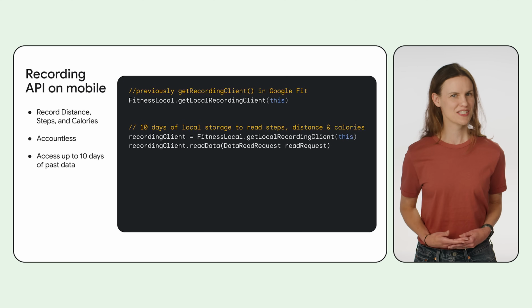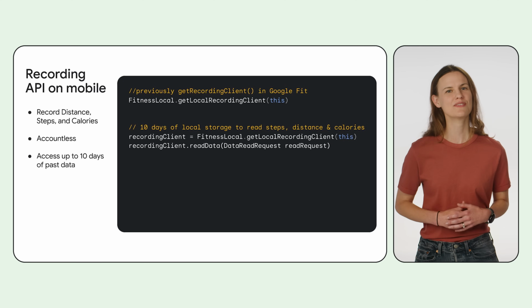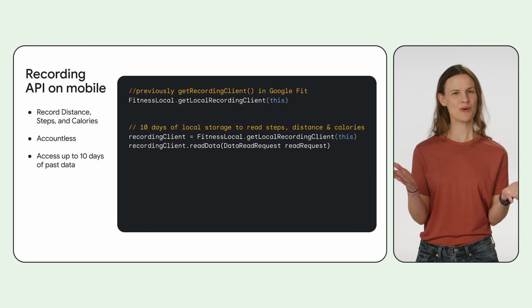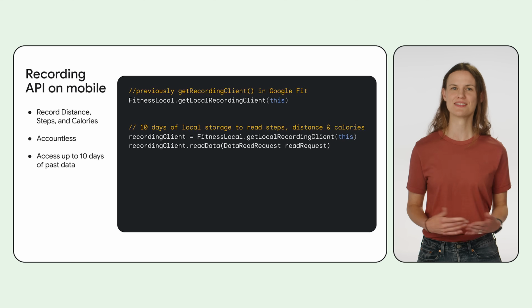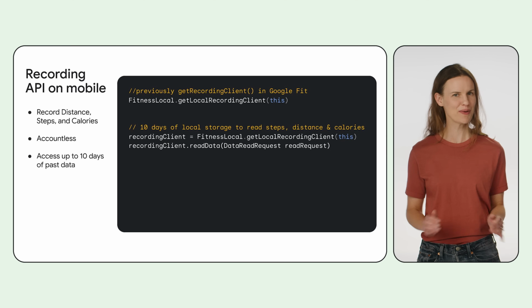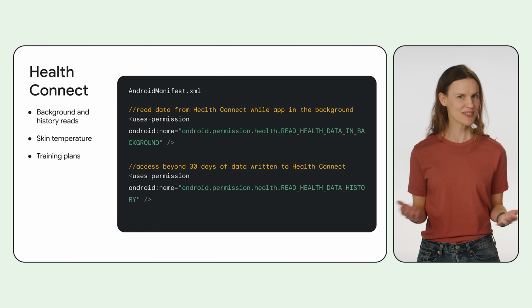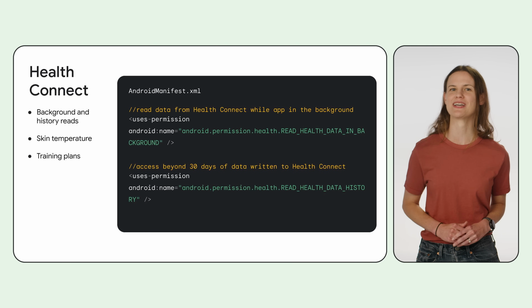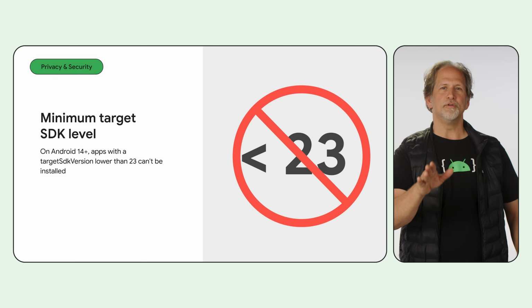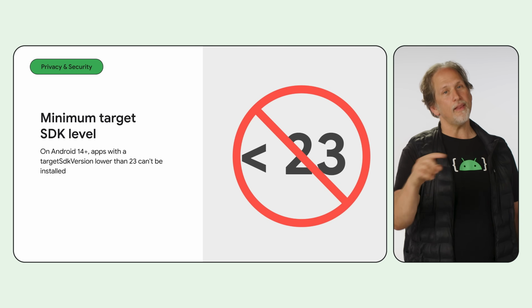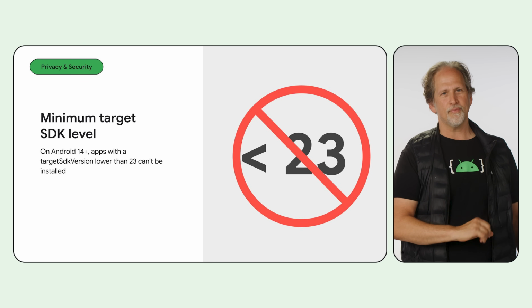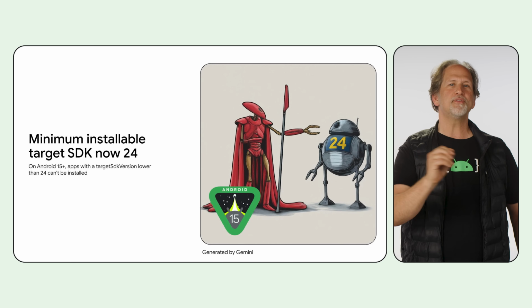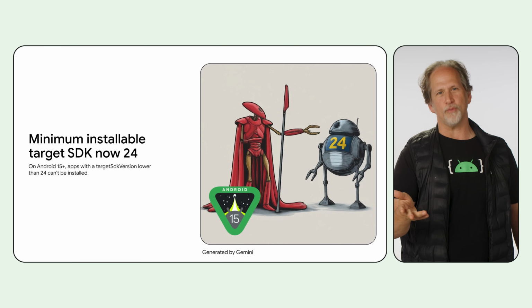To support transitioning from the Google Fit APIs, we've introduced the Recording API on mobile, which lets you measure steps and soon distance and calories in a power-efficient way. And Health Connect now supports background and history reads, skin temperature, and training plans. Android 14 prevented apps with a target SDK version less than 23 from being installed. And Android 15 bumps the minimum target SDK version to 24.